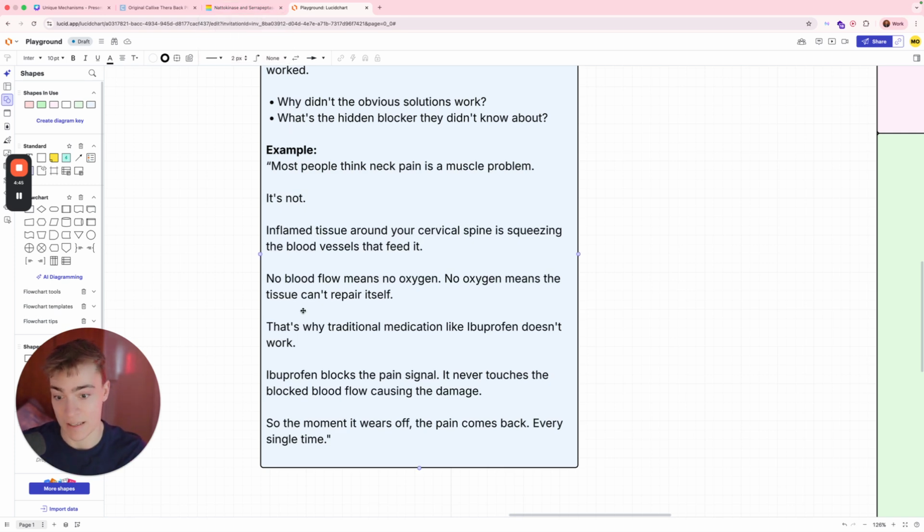So this is a hidden blocker that they didn't know about, that they have no blood flow and no oxygen, and basically just explaining this is why it didn't work.